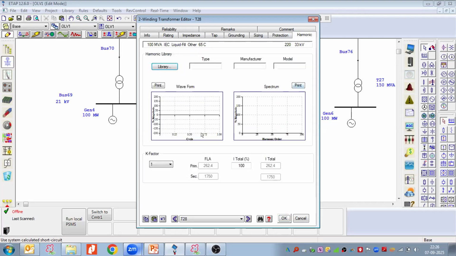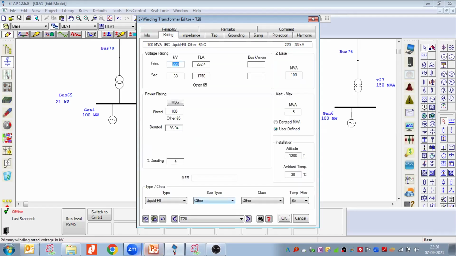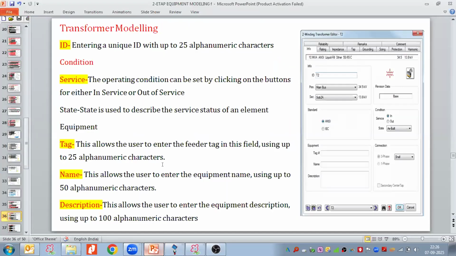Okay, and here we have the harmonics. At the time of harmonics studies, we can utilize this page as well. Okay, so these are some typical settings for the transformer modeling.